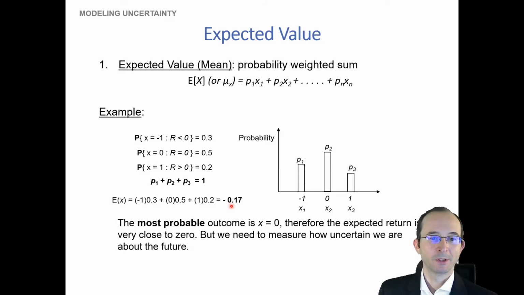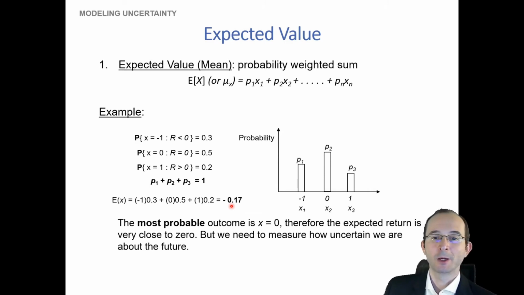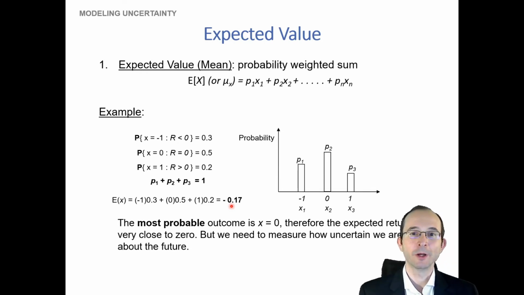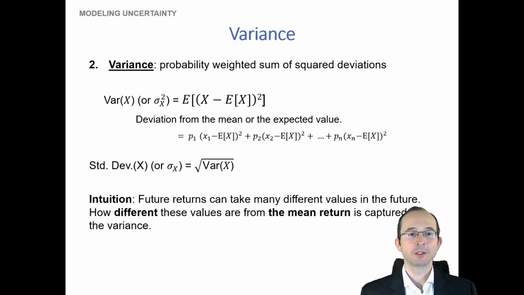So the most likely outcome, of course, of these three discrete events is that x comes out to be 0. So the expected value being close to 0 shouldn't surprise us. But this is just the expectation. What we would also like to know is how uncertain we are in this expectation. In other words, how variable these outcomes might be. So for this, we're going to need another idea of dispersion. And we'll talk about either standard deviation or its square, the variance.